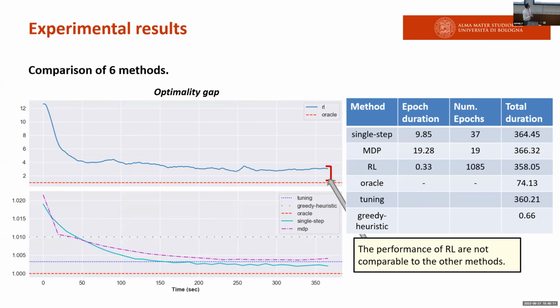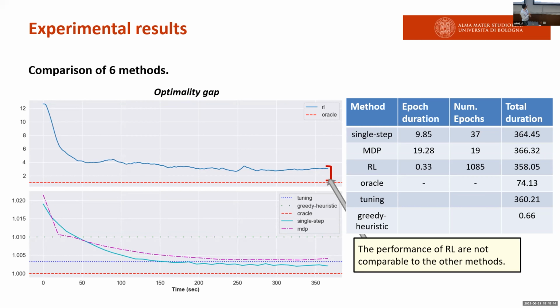So let's see the results. Here on the left, we report the optimality gap. On the x-axis, we report the time required for training. Of course, for the methods that have no learning component, we simply plot a horizontal line. And in the right part, we report the time required for each training epoch for the reinforcement learning-based approaches, or the total computation time required by the other algorithms.